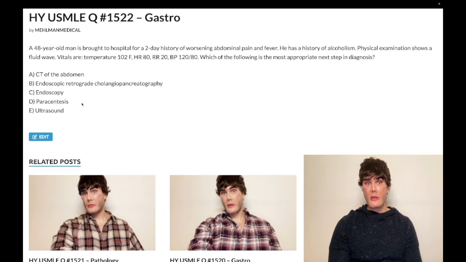So choice A, CT the abdomen, is wrong. That's high yield for pancreatitis on USMLE. So you're going to do a triad of number 1, fluids, number 2, nothing by mouth, which is NPO, bowel rest, and number 3, nasogastric decompression.